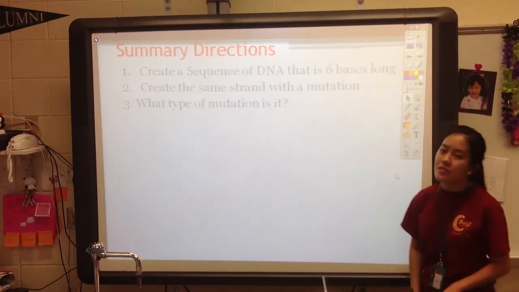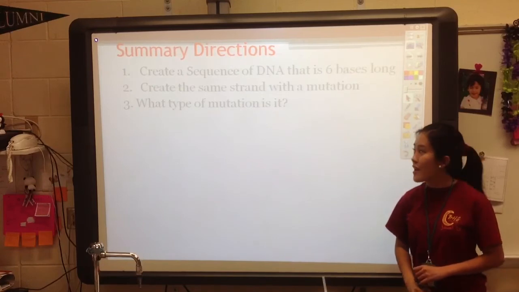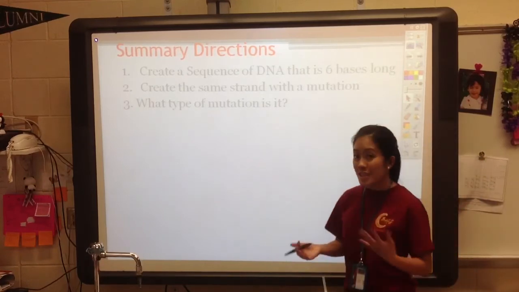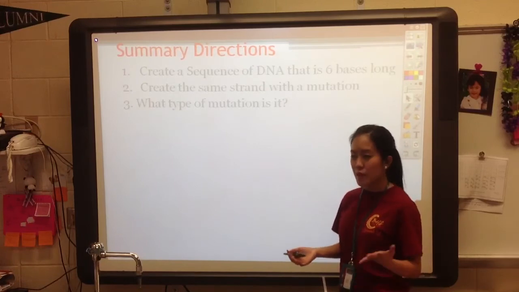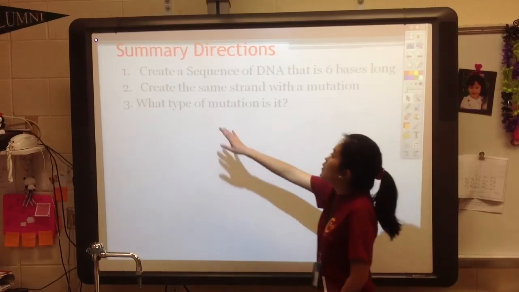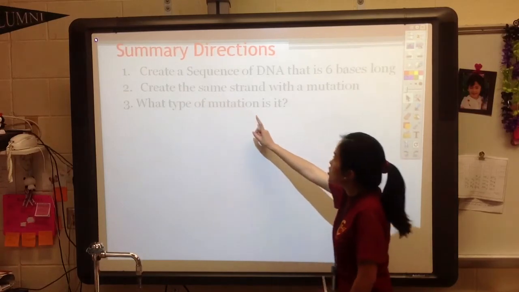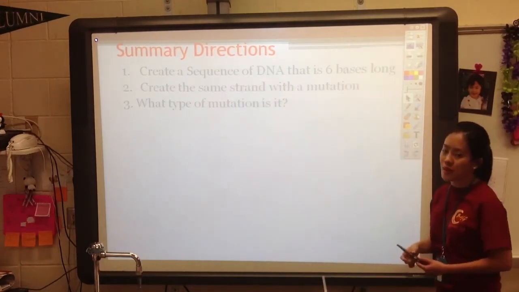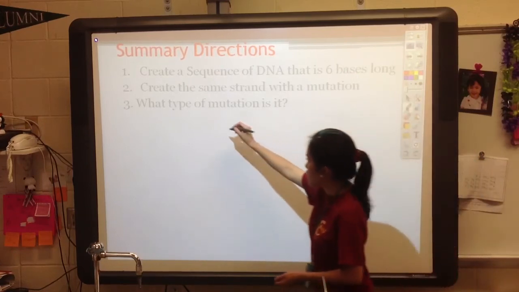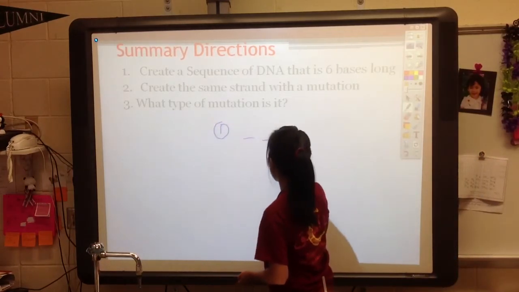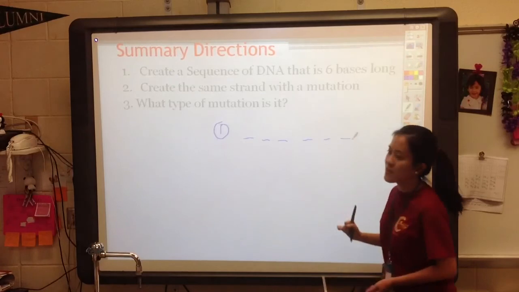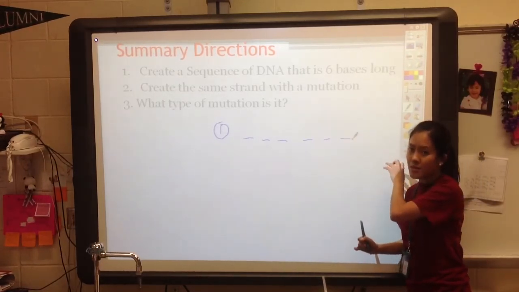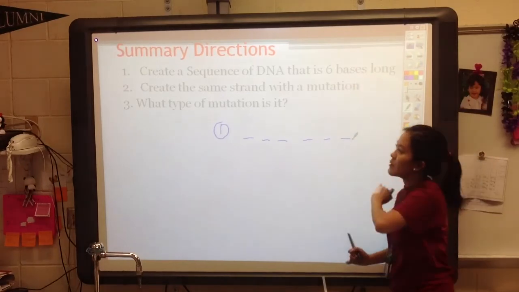Okay? So today for your summary, and this is actually going to be extra credit, please try it because this can actually replace one of your missing homework grades. But for number 1, first thing I want you to do is create a sequence of DNA that is 6 nitrogen bases long. So number 1, create a sequence of DNA with 6 nitrogen bases. So make sure you remember what bases are in DNA.